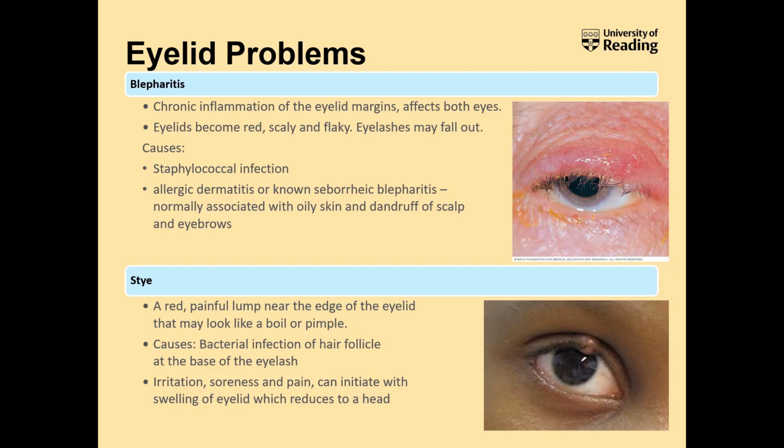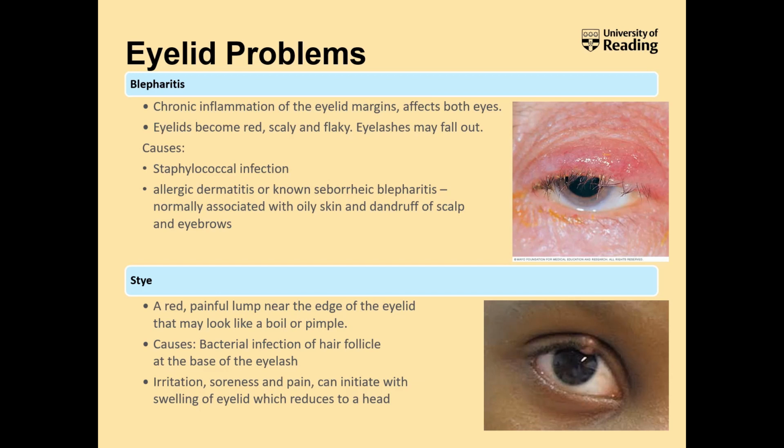So moving on to eyelid problems specifically, these are things that you certainly may see people come in with, and there are some things that you can help with. So blepharitis, this is a chronic inflammation of the margins of the eyelid, so the edges around the area where the eyelash grows from. And this can affect both eyes, or tend to affect both eyes at the same time. As you can see in this picture, the eyelids become red, they can be scaly and flaky, and eyelashes may fall out. This is often caused by a staphylococcal infection, or it could be caused by allergic dermatitis or seborrheic blepharitis, which is often associated with oily skin, and patients may also have dandruff of the scalp and the eyebrows.